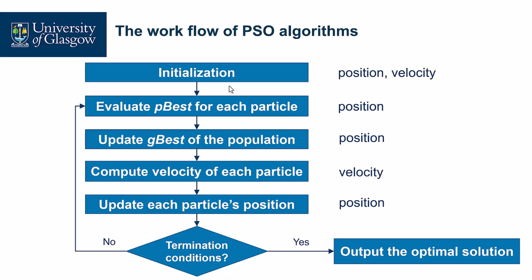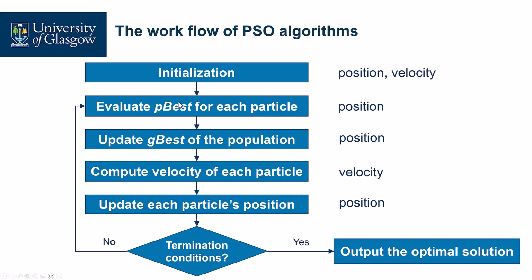Right? So after this, we can evaluate the p-best for each particle. So what is the p-best? This is the current best position of each particle. If it's in iteration 1, the position itself is p-best. In other iterations, we can find the best one with the best objective function considering the history of this particle, the historical position of this particle.